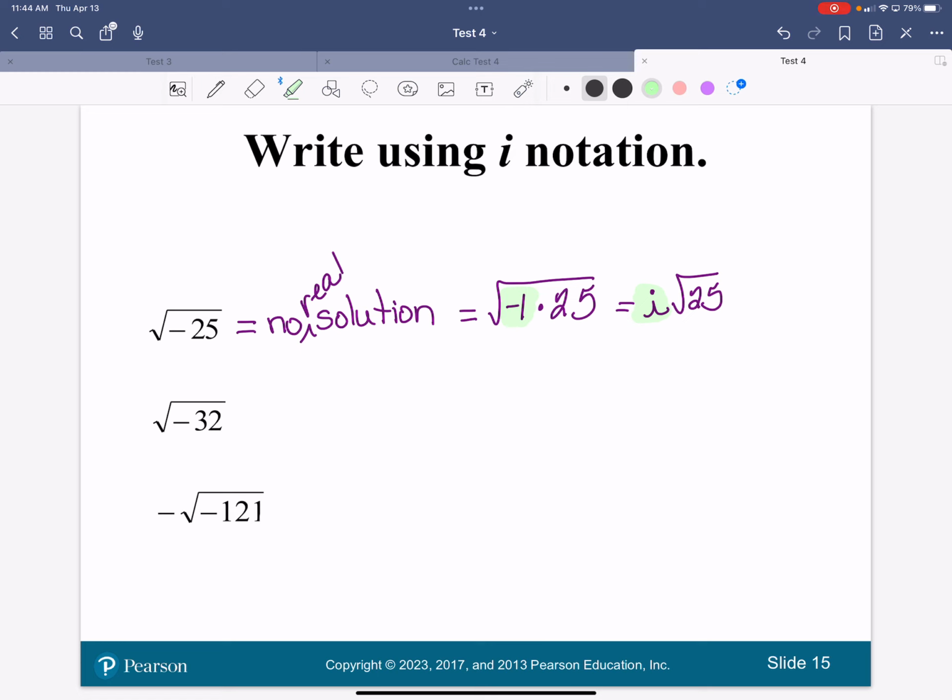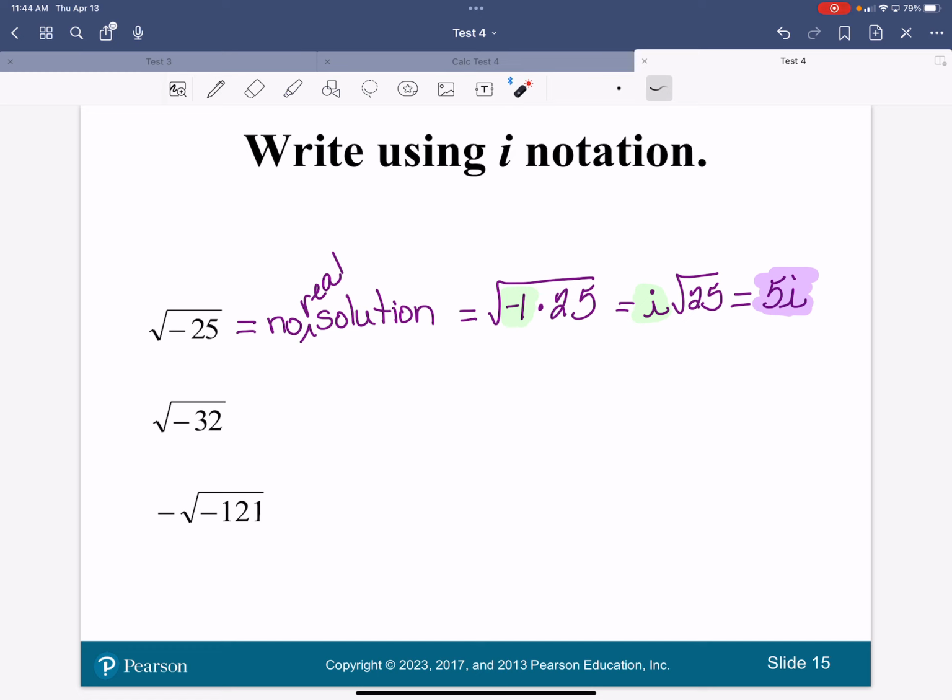Now, can I solve the square root of 25? What is it? 5. And then I'm left with my i. So the answer to this is 5i. I always have to pull the i out first.